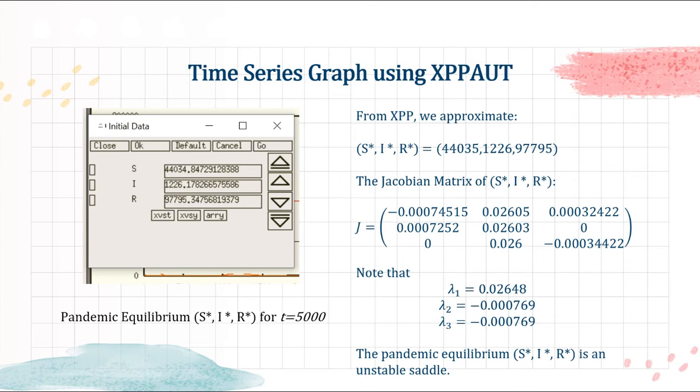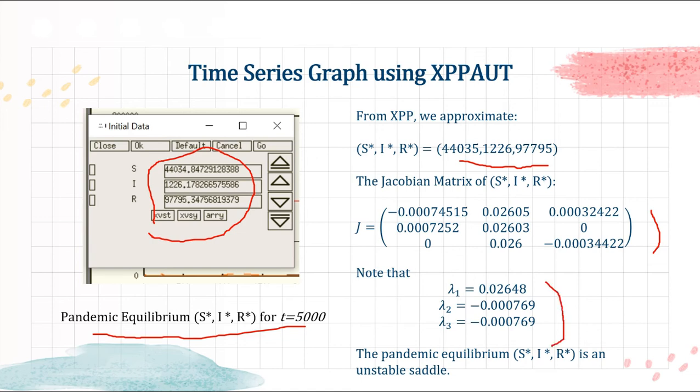Okay, next the pandemic equilibrium of the SIR, we can find it from our system, and this is the steady state. And for this steady state we can calculate the eigenvalues as shown as follows. First of all, this is our steady state, and the Jacobian matrix is this, and we can find the lambda value, and this is our lambda value. Note that this is positive and this is negative, so this pandemic equilibrium we can say is an unstable saddle.